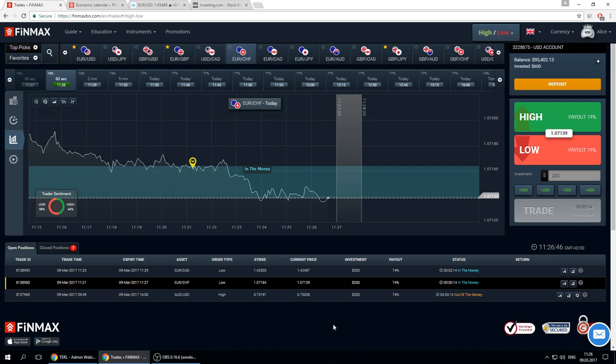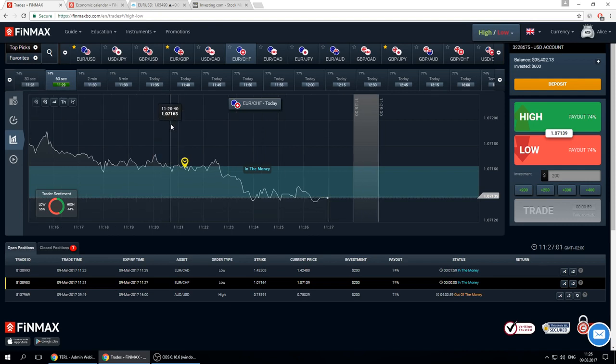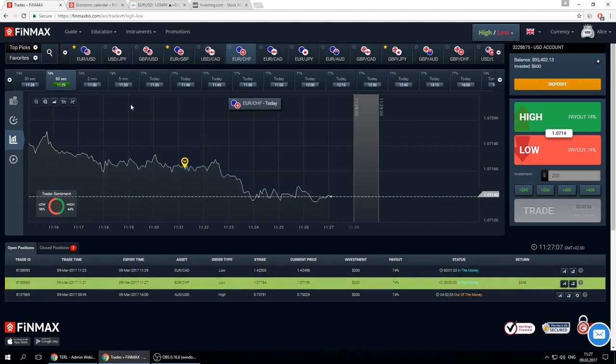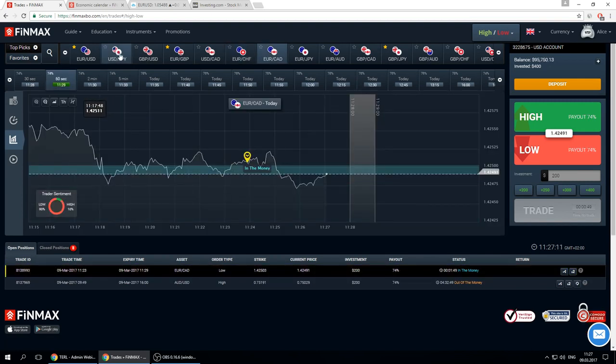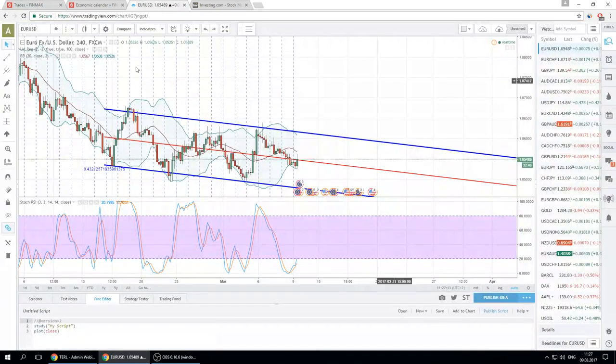Well, the perspective is pretty good. Let's wait till it closes, and after that come back to the short trades again. Okay, in the money. Let's see what we've got here on Canadian. For now in the money as well, which is good.